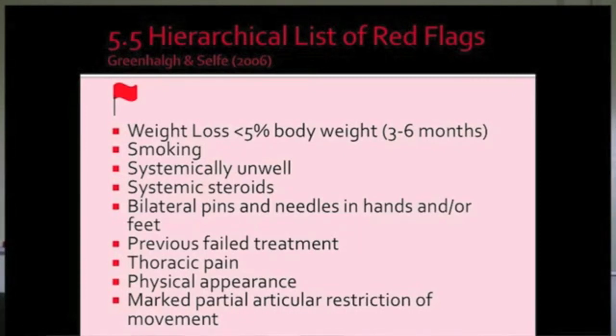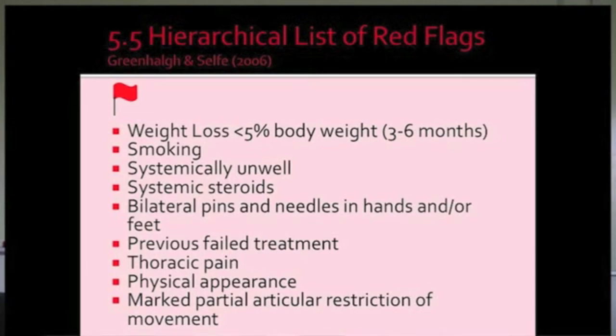No. Have you ever smoked? Yes. When did you give up? Yesterday. It gives you quite a different picture. So always make sure that you explore some of these issues thoroughly and don't necessarily take the first answer the patient gives you. Systemically unwell, systemic steroids, bilateral pins and needles in hands or feet.